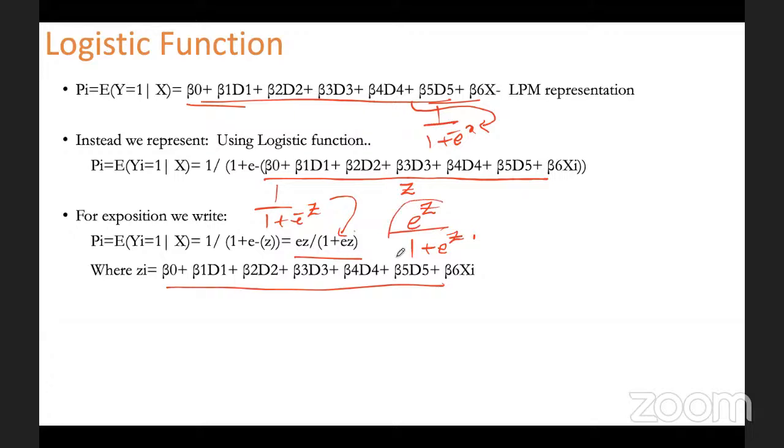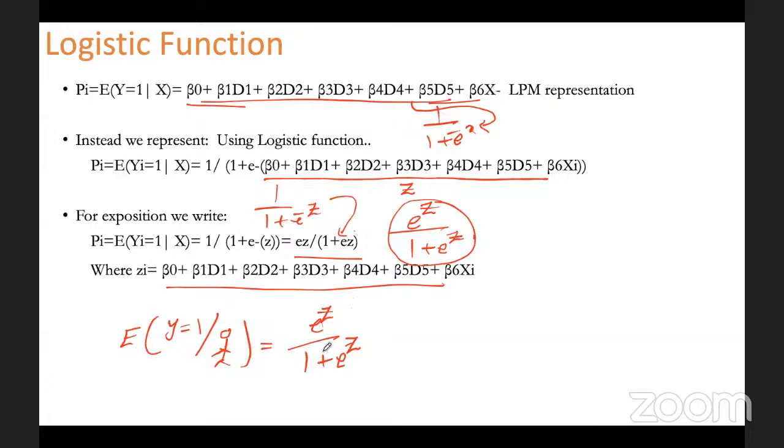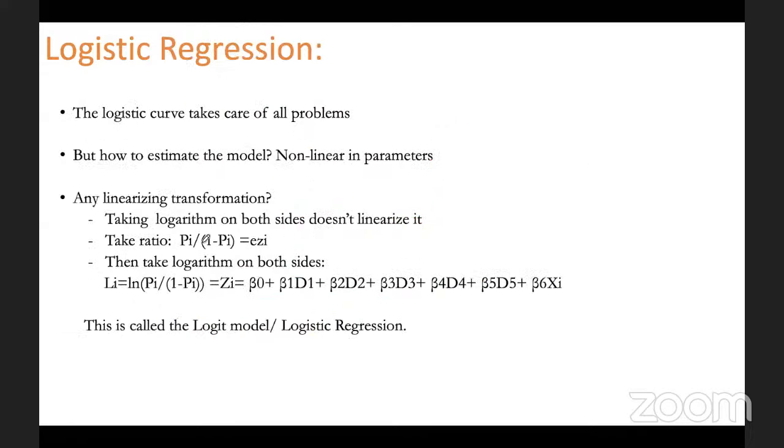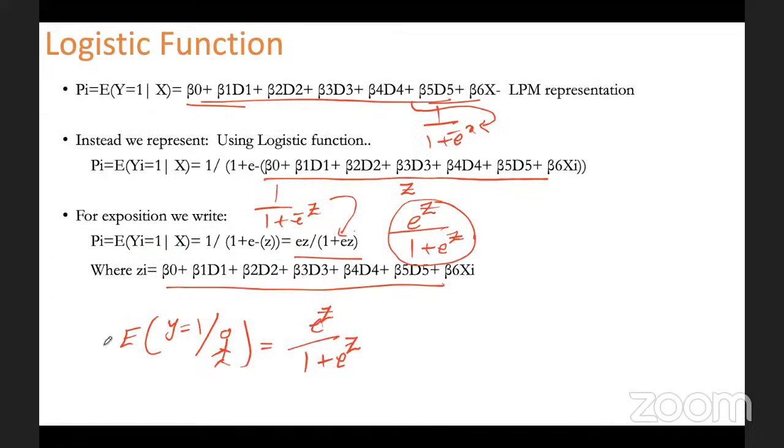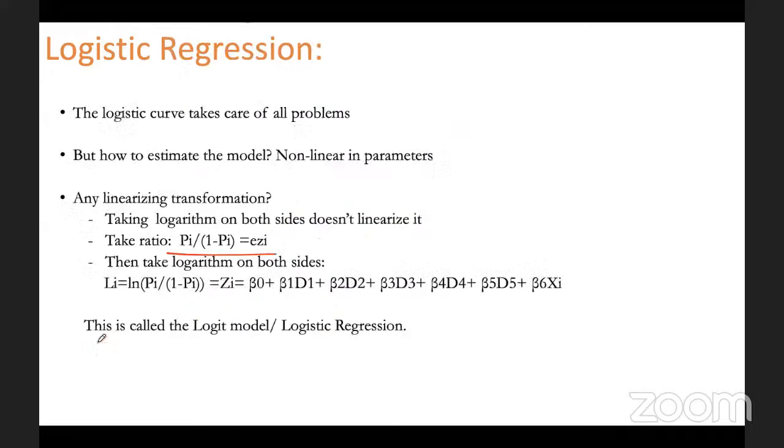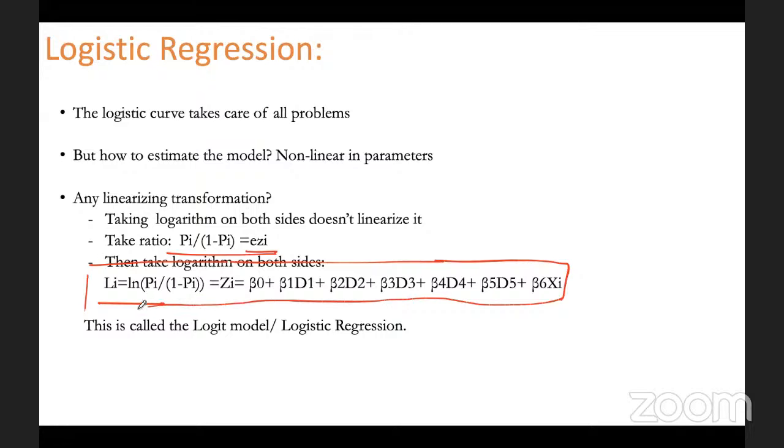Okay. So now our equation is the expected value of y equal to 1 given the customer characteristics, equal to e power z by 1 plus e power z. This is my equation. Since this equation is in non-linear terms, with e powers and ratios, I want to convert it into linear terms. For that I'll apply some mathematical procedure. I take the ratio: this is nothing but the probability pi. So pi by 1 minus pi is equal to e power zi. Then after again applying some mathematical procedure, I'll get this final equation. This equation is called logistic regression or the logit model.